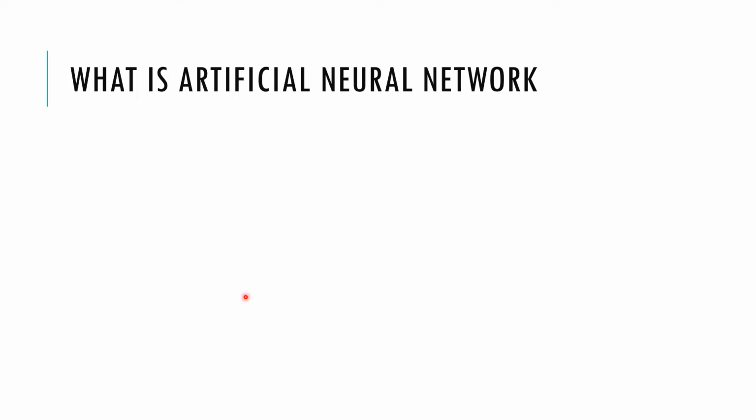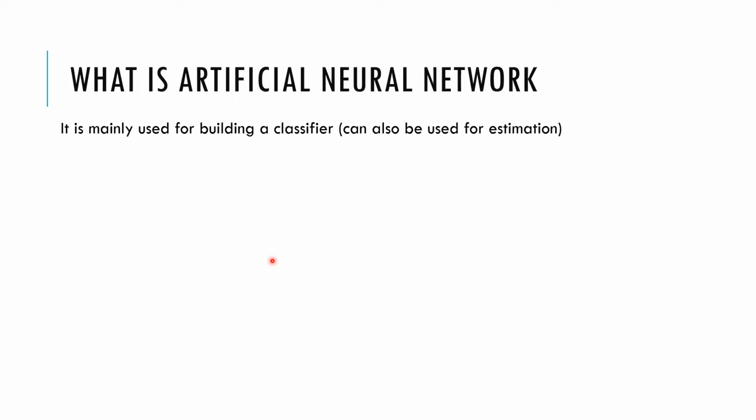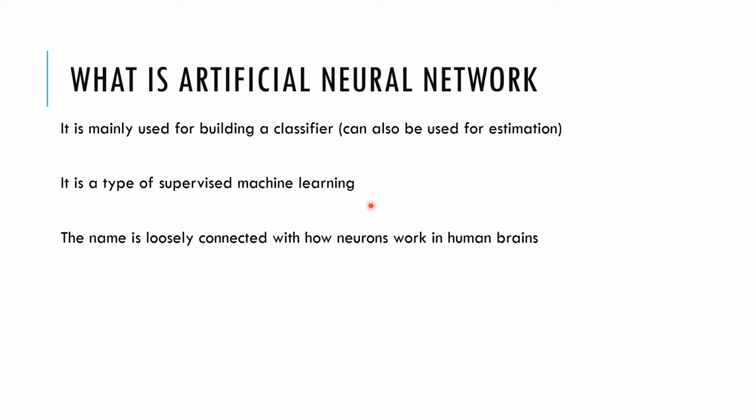So what is an artificial neural network? It is mainly used for building a classifier. It can also be used for estimation. It is a type of supervised machine learning because it has independent variables and a response variable.